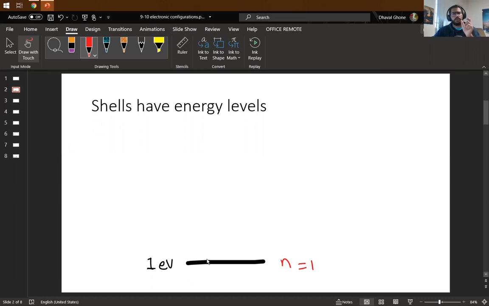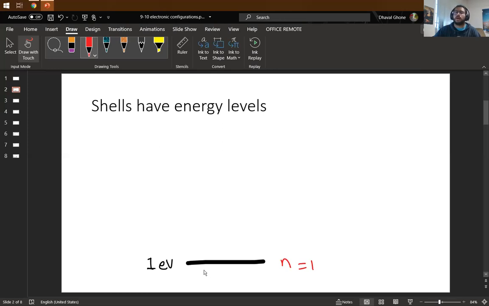Electron volts is a very, very small unit for measuring energy. It's like joules, but much smaller, like 10 to the power negative 19 magnitude. So it's very small, like 19 zeros after the decimal. Okay, so that's n equals 1 having that energy level.